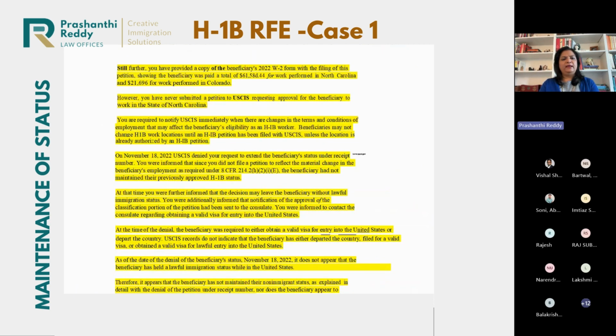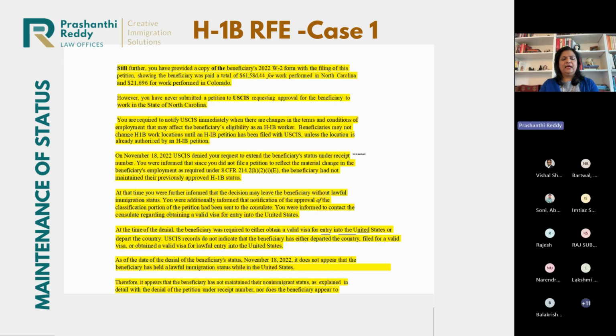Furthermore, they say you've provided a copy of the beneficiary's 2022 W-2 forms, and even this has work performed in North Carolina, and you show that the 2022 forms also have work performed in Colorado. However, you never submitted a USCIS request requesting approval for the beneficiary to work in North Carolina, because the person was not actually working in North Carolina, he was working in Alabama. But the taxes all show that he's working in North Carolina, right?